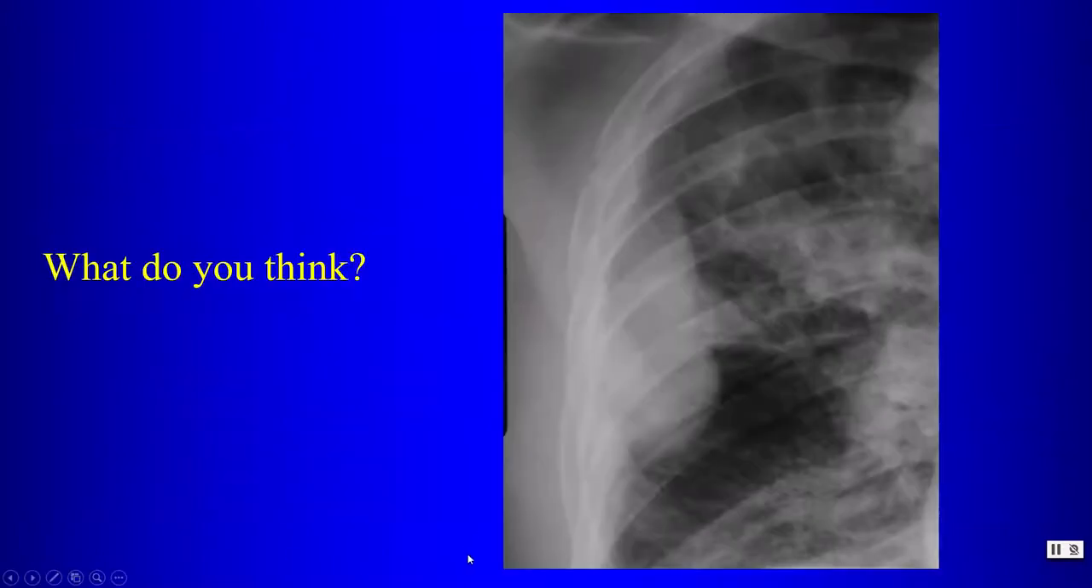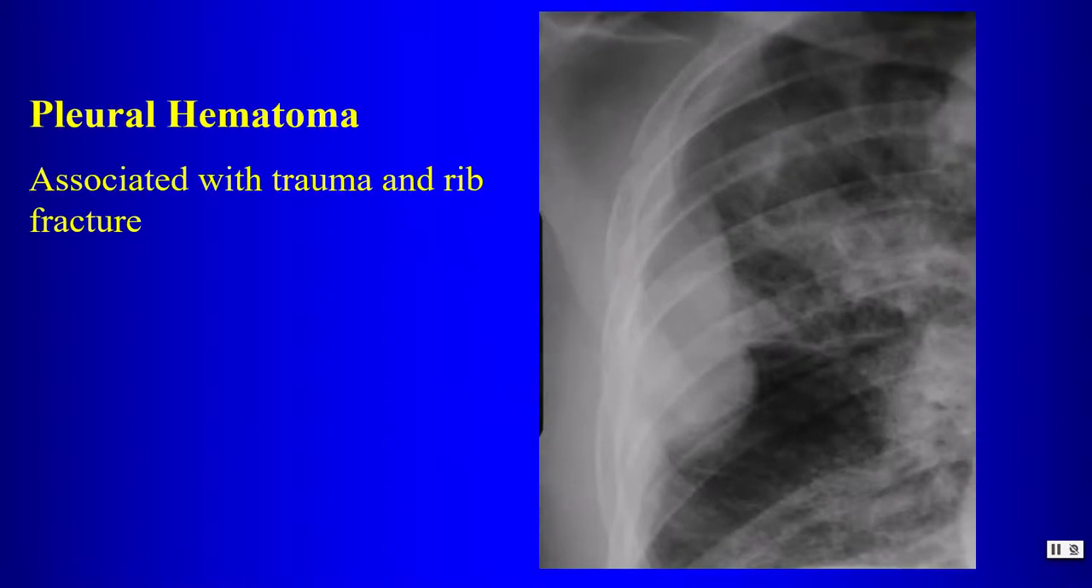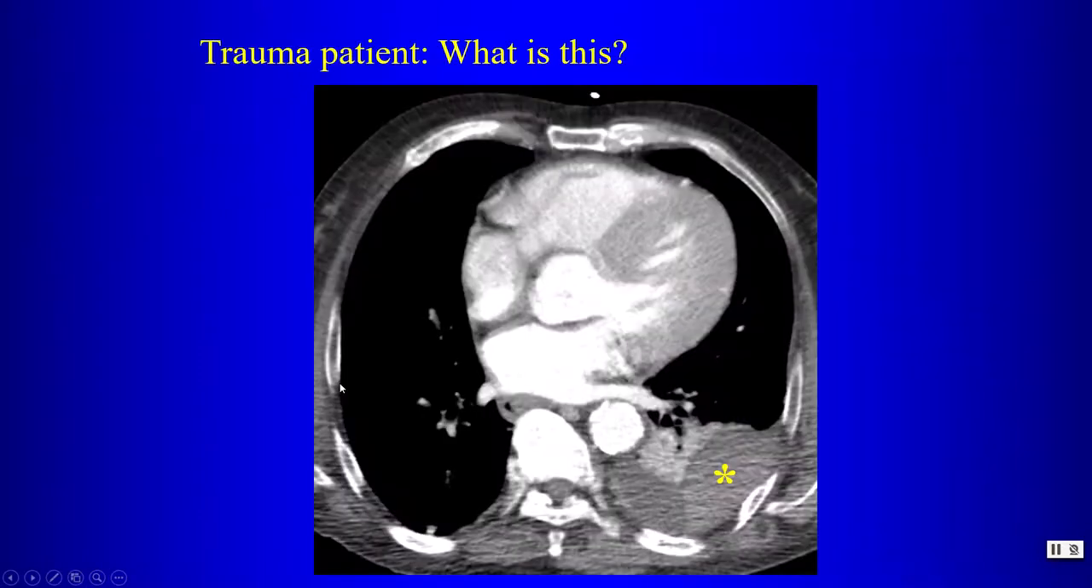Another example where we have what appears to be a pleural lesion. What do we think is the cause here? If we look carefully, we can see that there is a fracture within that rib. So here we would think of trauma. There's acute trauma, so that is a hematoma within the pleural space. A pleural hematoma can be associated with trauma and rib fractures.